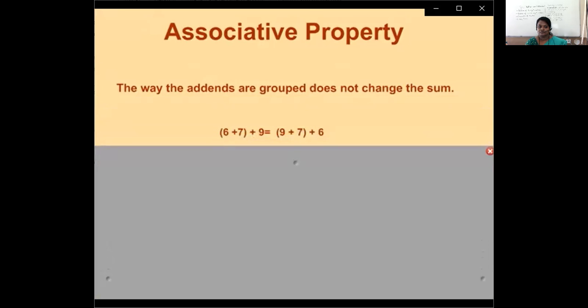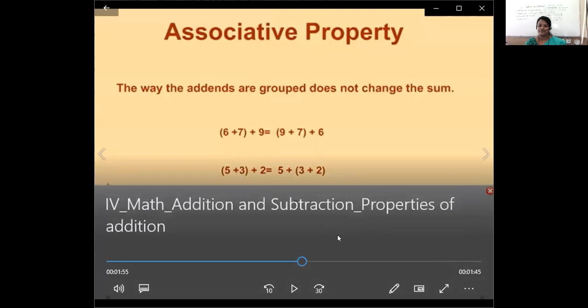Here they've grouped 6 plus 7 on the left-hand side of the equal sign, and then added 9. On the right-hand side, they grouped 9 plus 7, and then they added 6. Do you still get the same answer? 6 plus 7 is 13. 13 plus 9 is 22. 9 plus 7 is 16. And 16 plus 6 is 22. So you both get the same answer.